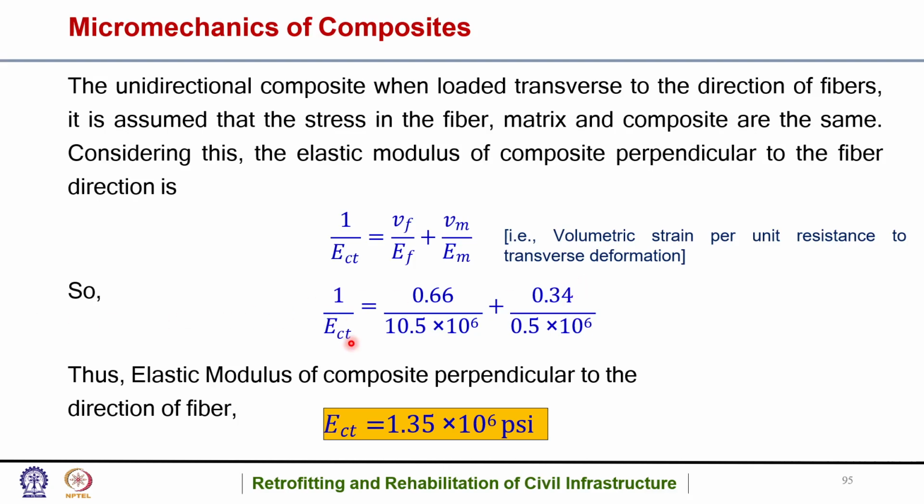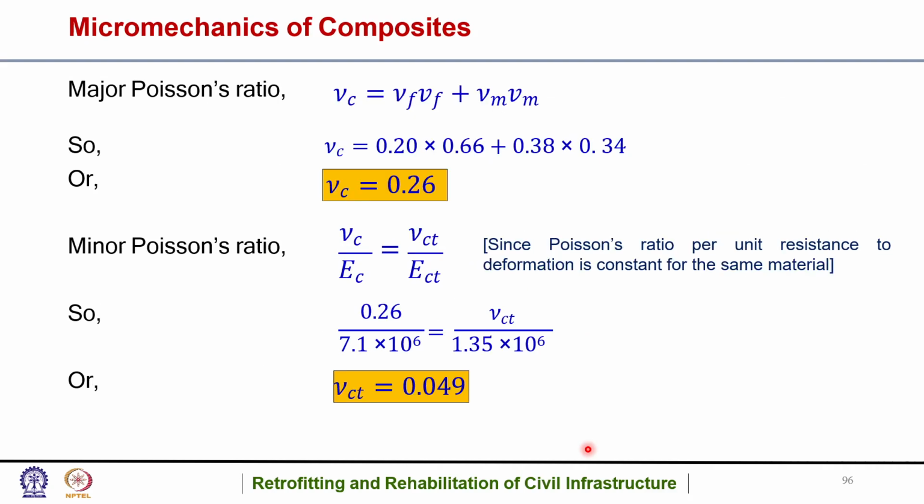So 1 by ECT equal to 0.66 by 10.5 into 10 to the power 6 plus 0.34 by 0.5 into 10 to the power 6. The value for ECT, that is the elastic modulus of the composite perpendicular to the direction of fiber, or the transverse elastic modulus, comes out to be 1.35 into 10 to the power 6 pounds per square inch.